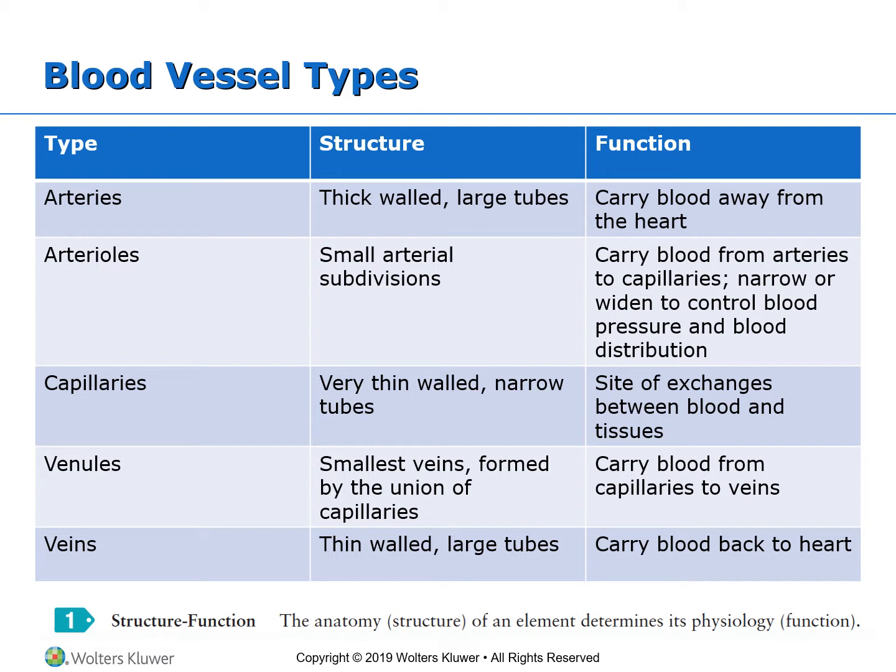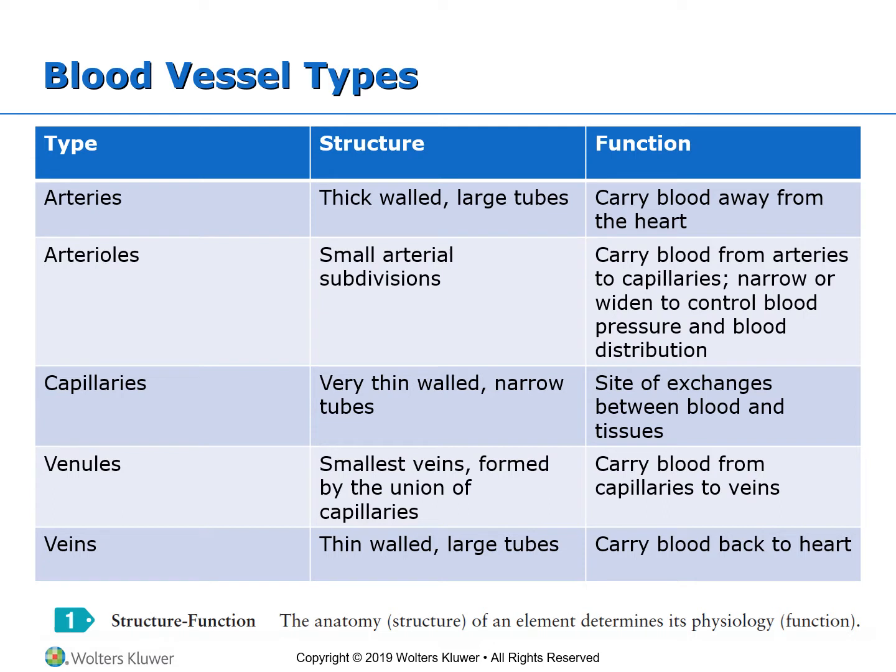The arterioles have the capacity of increasing and decreasing their diameter in order to control the blood pressure and also to control the distribution of blood amongst different types of tissue in our body. The capillaries are the next type of blood vessel that are very thin-walled and very narrow, and they represent the site of exchange between the blood and the tissues. Because of that, in their structure, you will see that they have only one layer of cells.